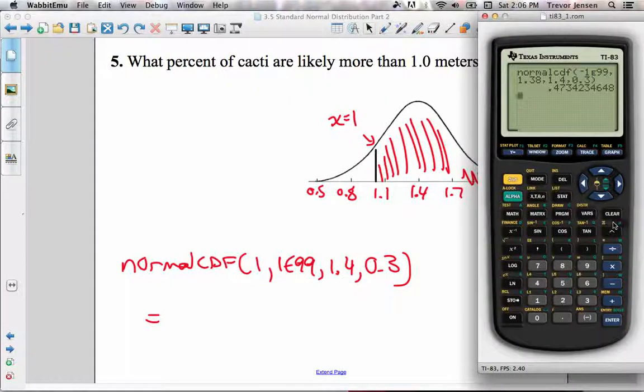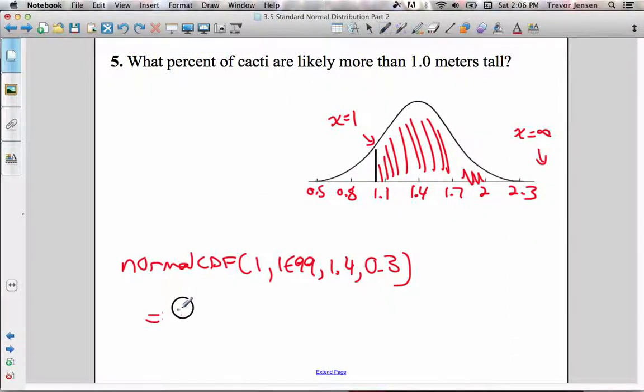Second vars, go down to normalcdf, boundaries 1, and then 1 E99 to use infinity. 99, comma, the mean of the set of data, which is 1.4, comma, the standard deviation, which is 0.3. Close our bracket, hit enter, and it'll tell us 90.88%. 90.88% of cacti will have a height of 1 meter or greater. Okay, because the area to the right of 1 is 0.9088.